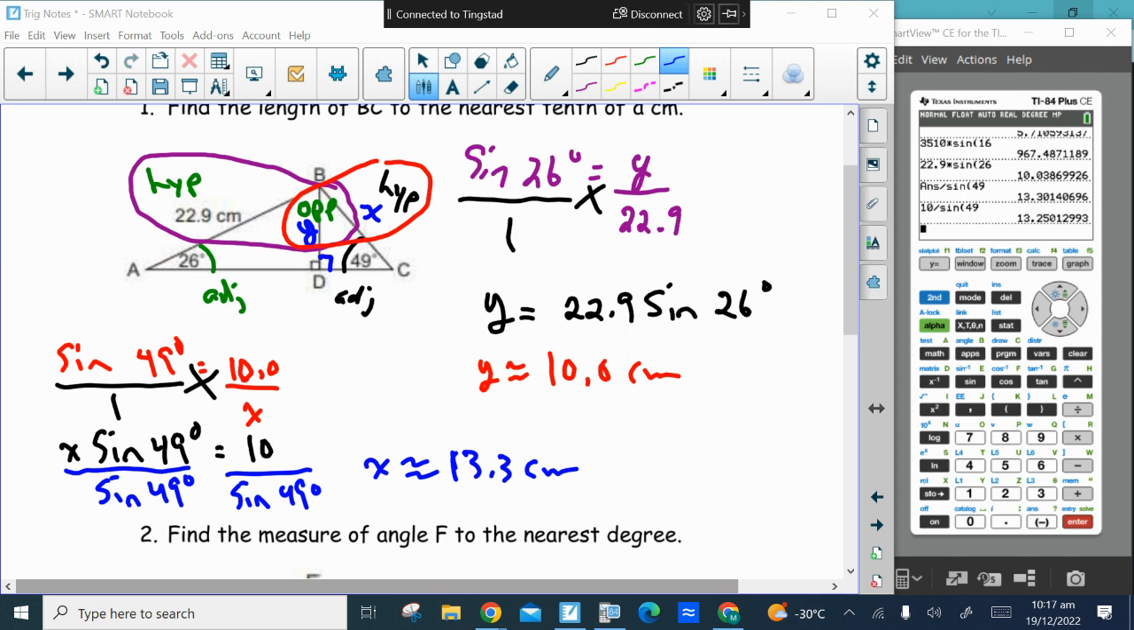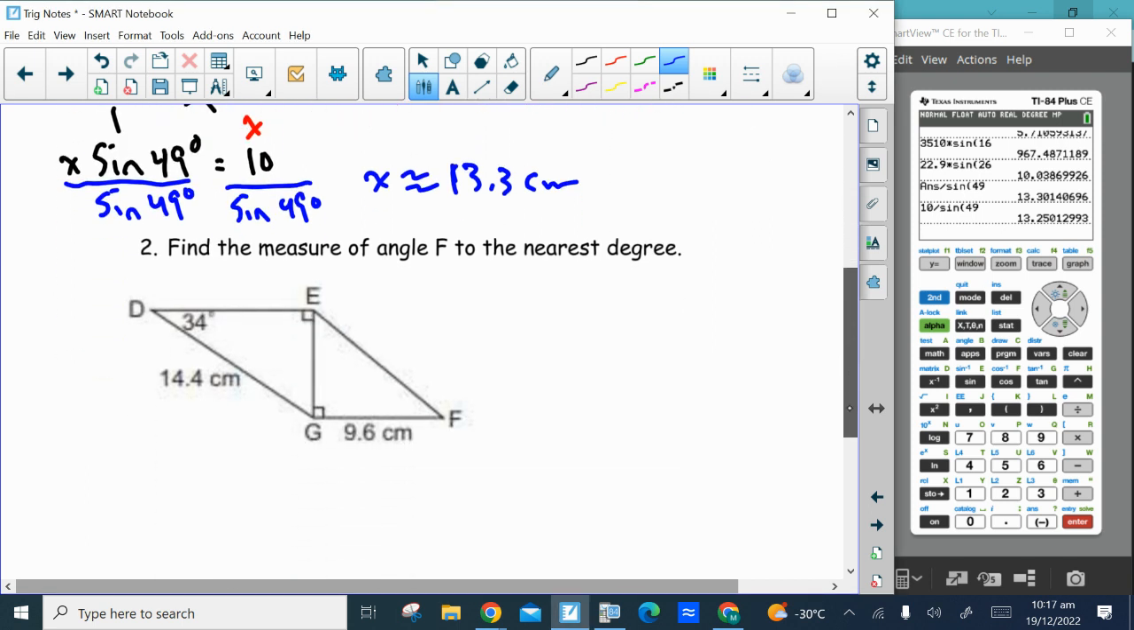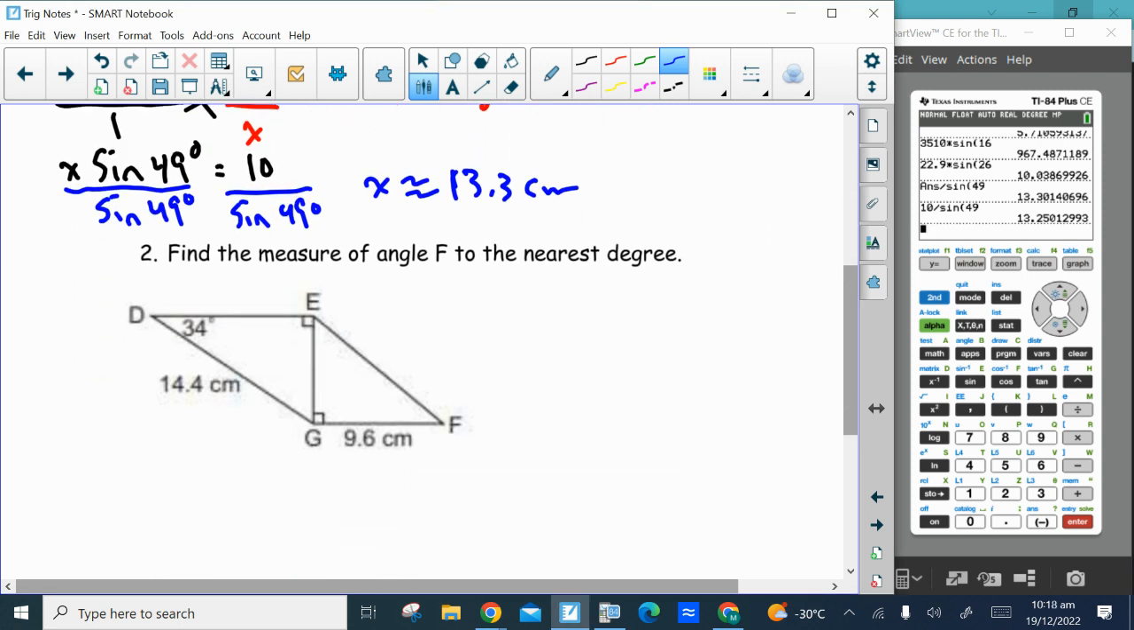Okay, so looking at the next question. Find the measure of angle F to the nearest degree. So this is the angle theta that we're looking for. Right now, though, we don't have enough information in that triangle. All we know is that this side at the bottom is 9.6 centimeters. We do know this angle is 90, but that doesn't help us. We have to find one other piece of this triangle.